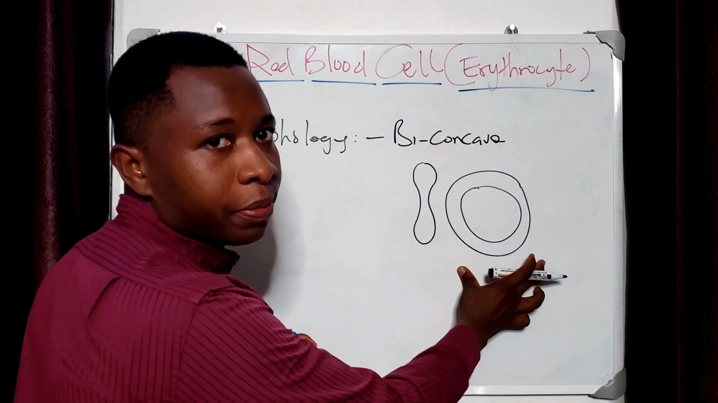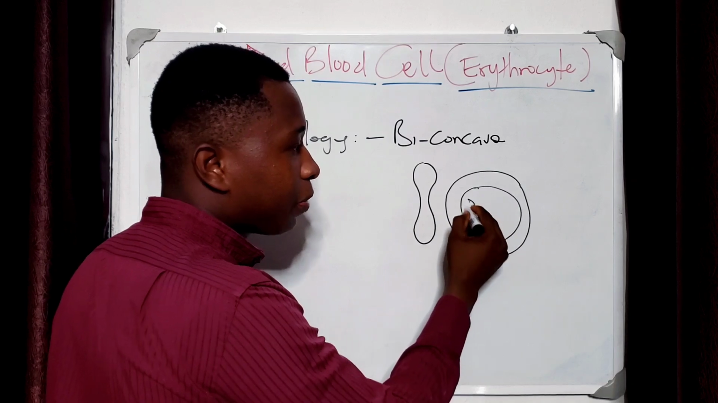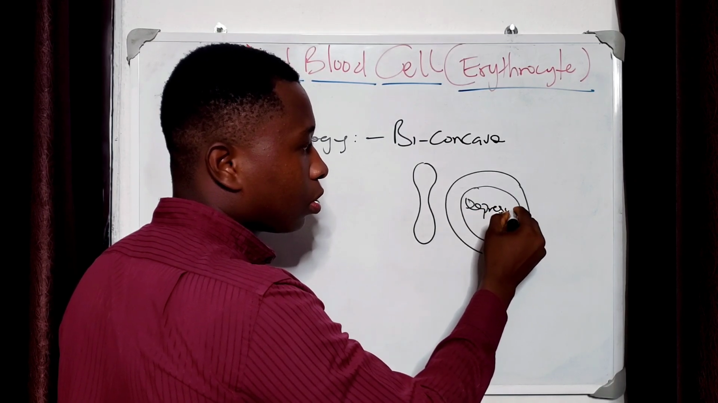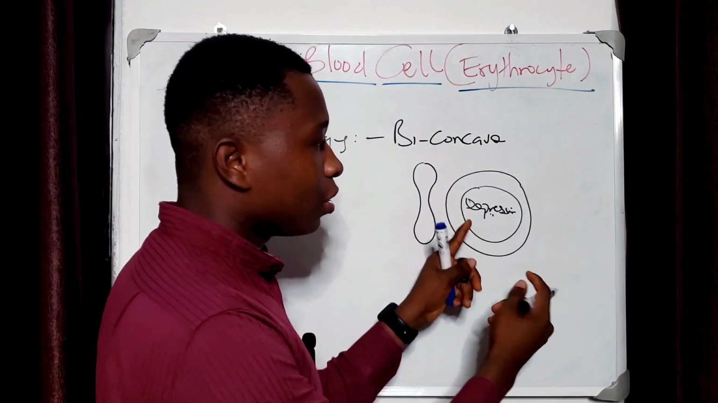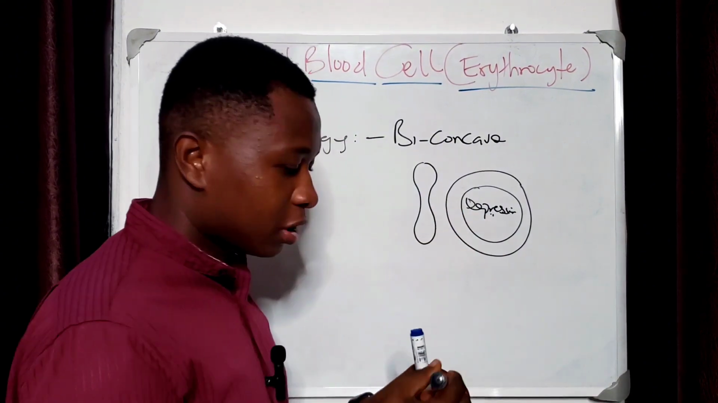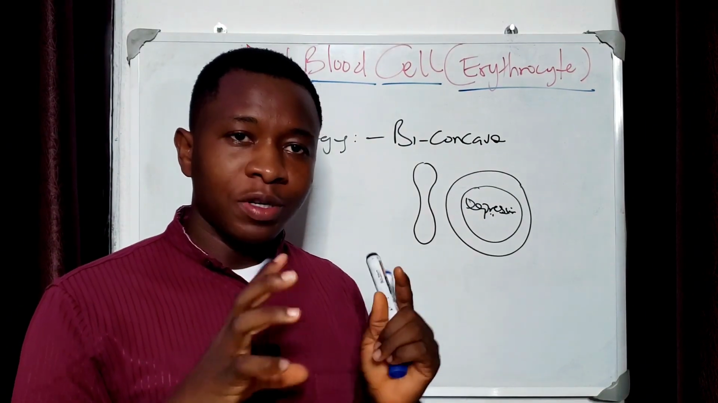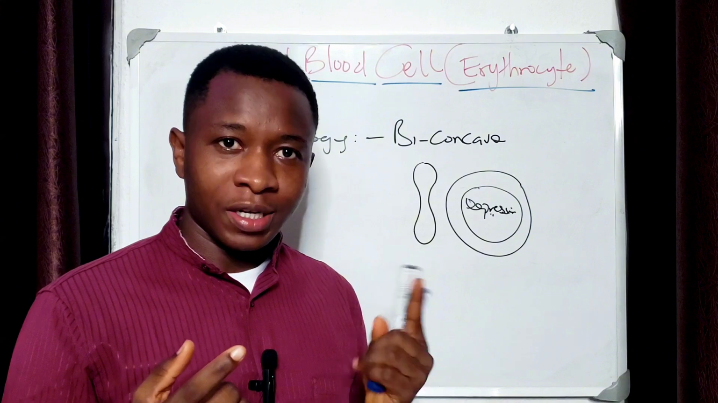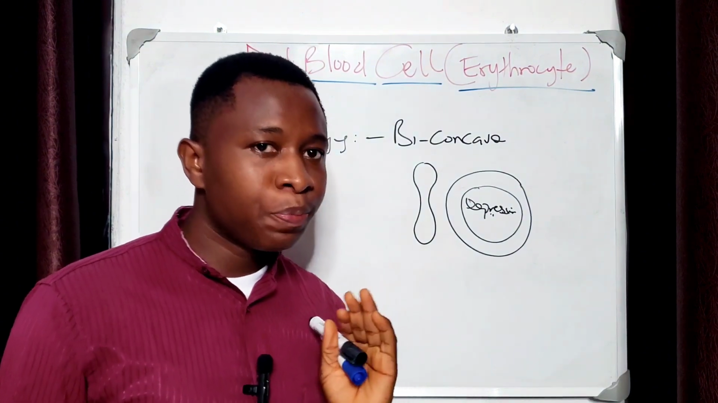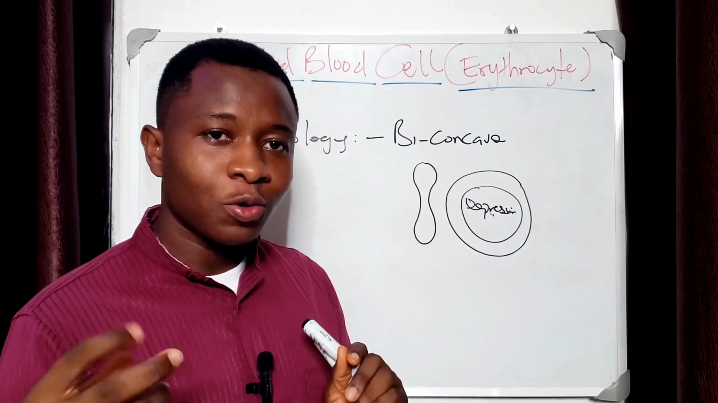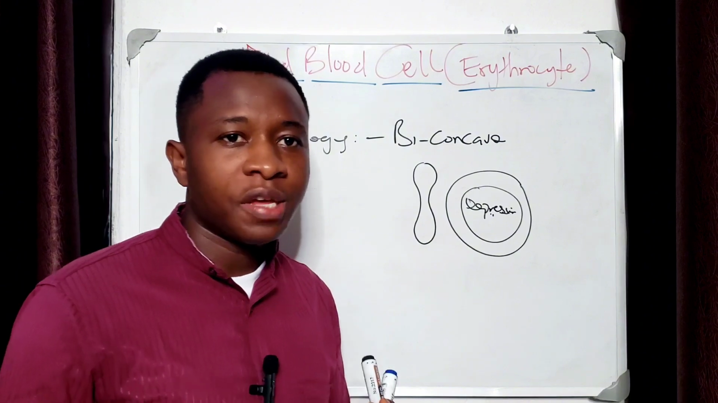it has this shape. Now this place is the depression. This is the depression. Now this depression occurs on both sides, so both on this side and at the back. So just assume that the red blood cell is like a coin. Now this coin has two sides, right? The face and the tail. So the face has a depression that pushes inside, and the tail also has a depression that pushes inside. That gives it a biconcave shape.